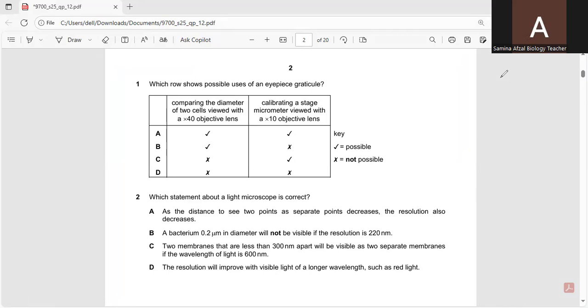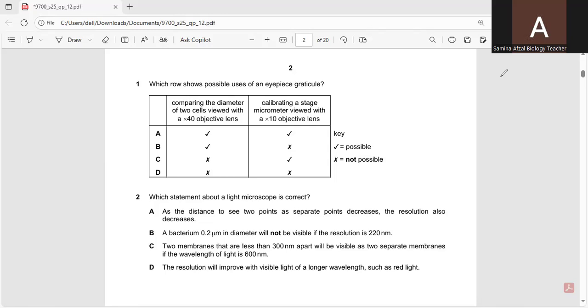An eyepiece reticule is a small glass disc with an edged scale that is placed inside the microscope's eyepiece. So it is used as a measuring tool. They have given two statements regarding the uses of an eyepiece reticule, and we have to find which statement is correct and which option is correct.